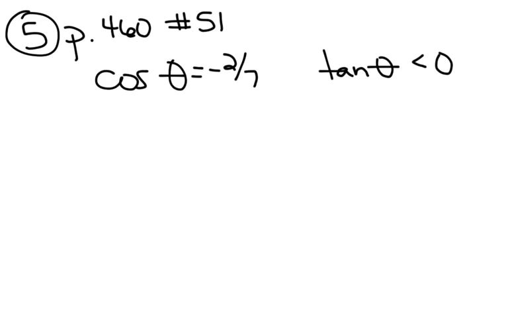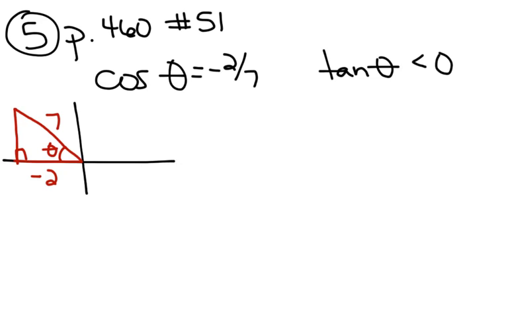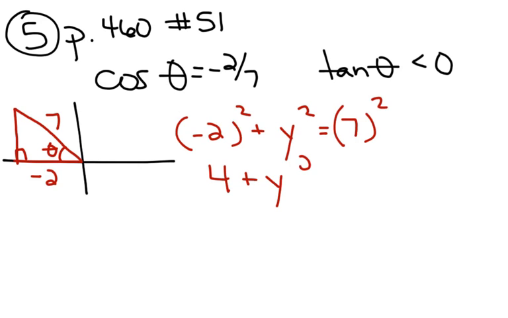But I also know that the tangent of theta has to be less than 0, which is negative. What quadrant are both cosine and tangent negative? Well, it turns out it's in quadrant 2. So here's my triangle. Here's theta. Adjacent, hypotenuse. I'm going to use the Pythagorean Theorem to find the missing side. Don't forget that when one of the sides is negative, please do not tell me that when you square it you get a negative, because you don't. You get a positive. That's one of the biggest mistakes students tend to make.